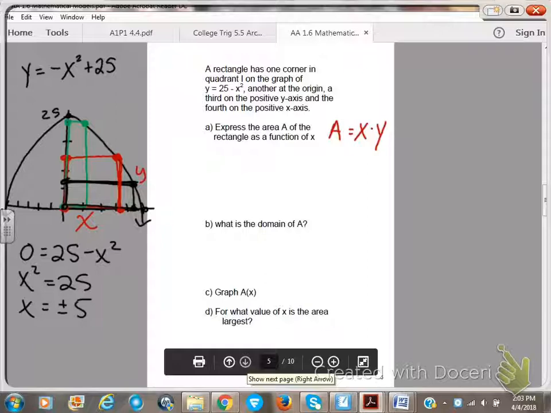That's your answer. It is not. Why not? Why can't we just be done with it at this point? Good. It needs to be a function of x, which means what's the only variable we want? If x is the only variable we want, what do we need to get rid of? The y. Is there anything up here that gives us something else to plug in for y? Good. This 25 minus x squared, that's what we will replace our y with. So we'll write A equals x, open parentheses, 25 minus x squared.